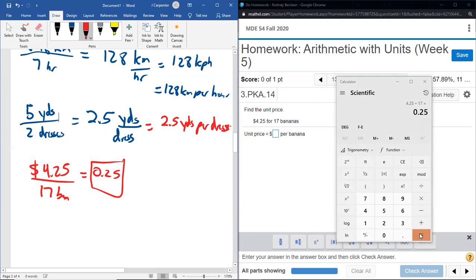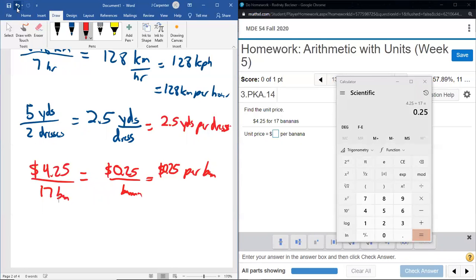So 0.25 is the answer, right? Nope. It's $0.25, aka 25 cents per banana. And again, you might want to write it that way, but you're never going to type that in my math lab as a homework, quiz, or test question answer, anything like that. So I kind of prefer it this way, $0.25 or 25 cents per banana. Or it actually looks better with a slash that way.